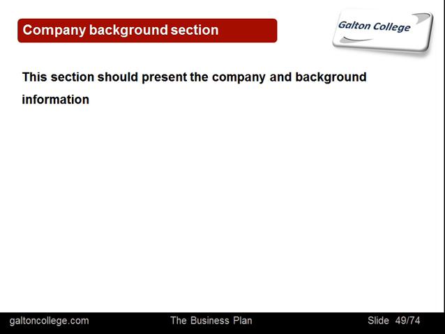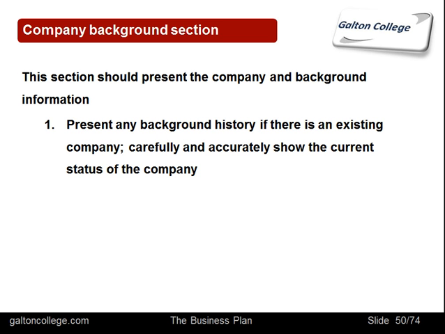Now the company background section. Well, this section should obviously look at the background to the business, when it was formed, who's in the business, what it makes. It's a brief outline of its history. So it should be accurate, and it should also talk about the current state of the business. Do not exaggerate parts of the business or any aspect of the business, because A, it's lying, and B, it will be discovered down the line anyway. So it's important to tell the truth in the document.